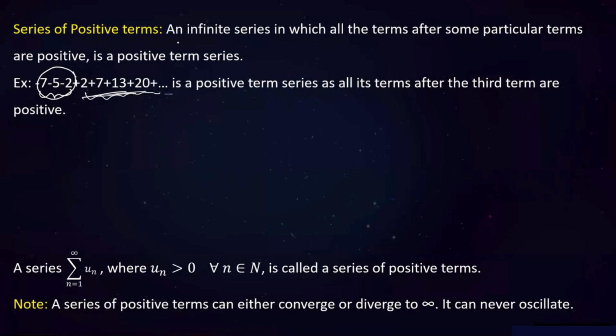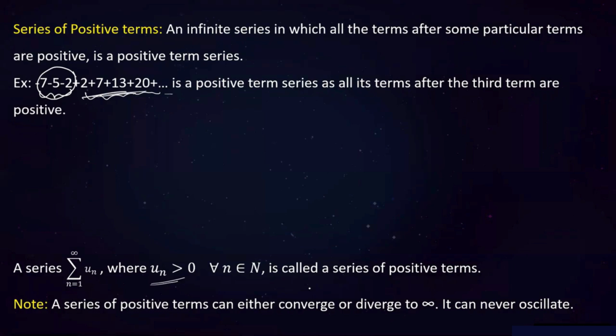That's what is being said here: an infinite series in which all the terms after some particular terms are positive. Here there are three terms which are negative, but after these three terms, all the remaining are positive only. In such a case, we can call this a positive term series, right? So loosely speaking, I can say this is a positive series, but mathematically, I take it as a series where each term is positive. To define it properly, we write it like this, where each u_n is greater than 0, then only we call it a positive series.